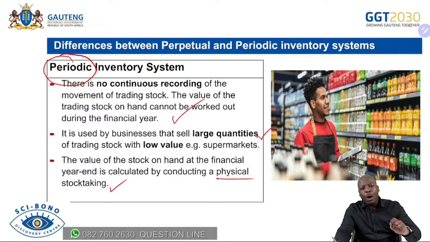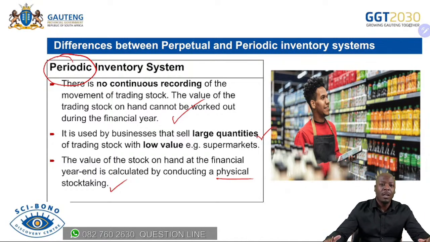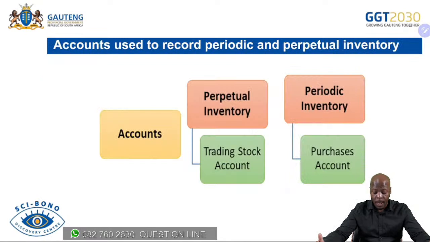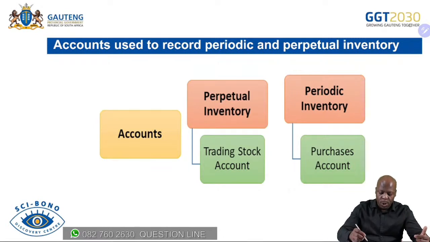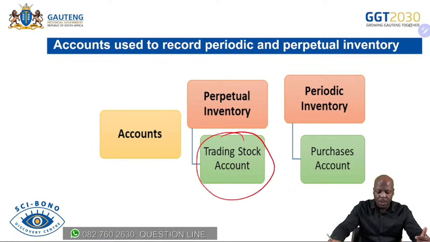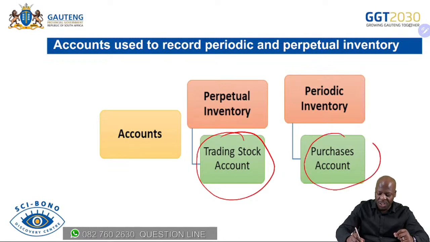All right. I want you to come with me as we now look at the accounts that are used in recording, because you understand in accounting, we're more concerned about the recording of transactions. Okay, so what accounts are involved with the perpetual as well as the periodic inventory system? Which accounts are these ones? With the perpetual inventory system, as I continue in today's lesson, I am going to be referring so much to the trading stock account. But with the periodic inventory system, I'm going to be dwelling so much on what we call the purchases account.